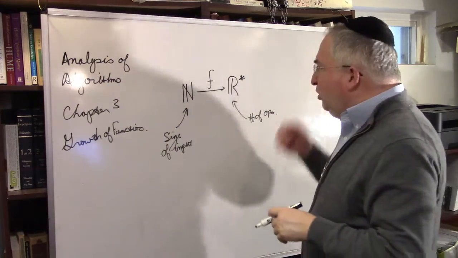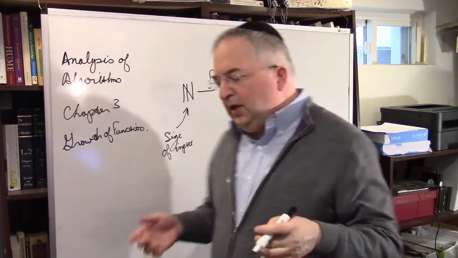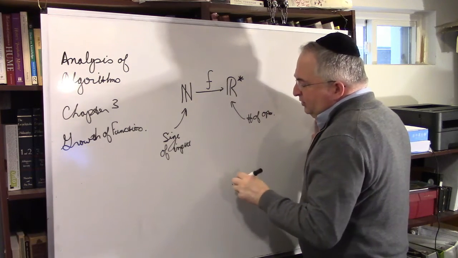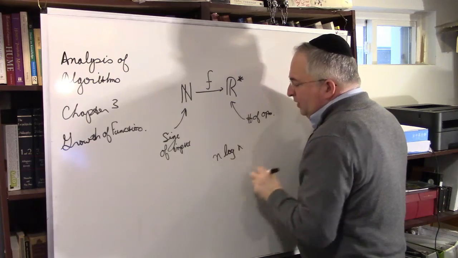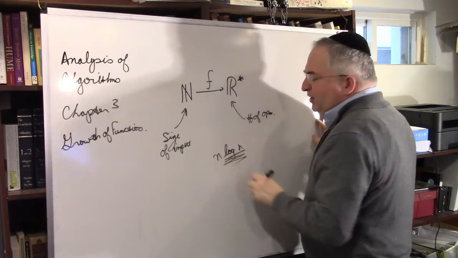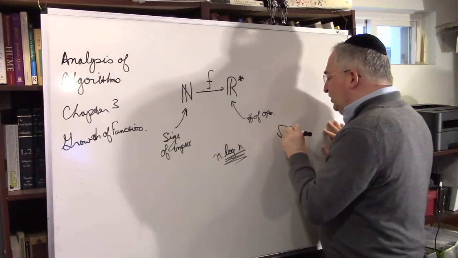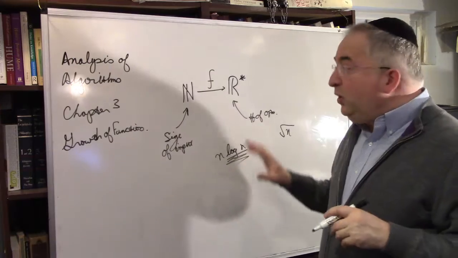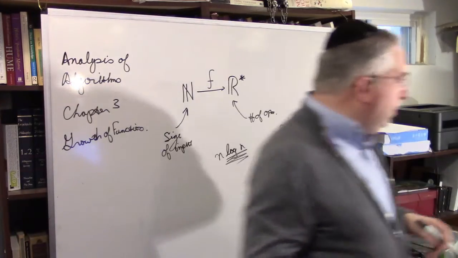Question: why R star? There's no such thing as a half of an operation or a half of time, or a quarter or a decimal amount. The answer is because we're going to use functions like this, and the output of these functions are not whole numbers. Similarly, we're going to use functions like this, and the output of these functions are not whole numbers. So we give a little leeway by doing that.